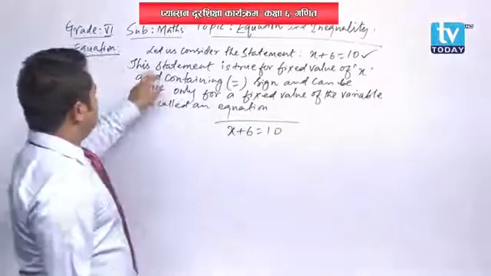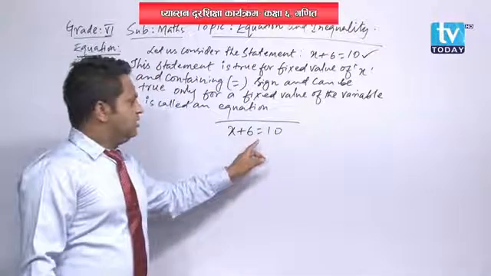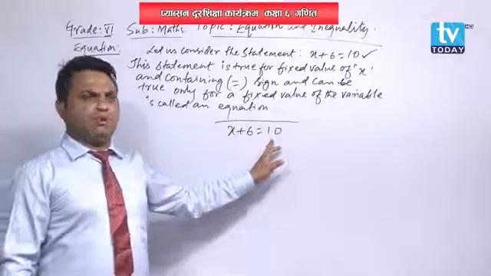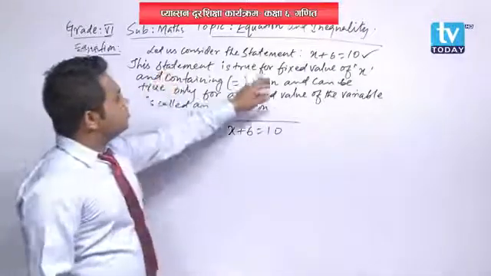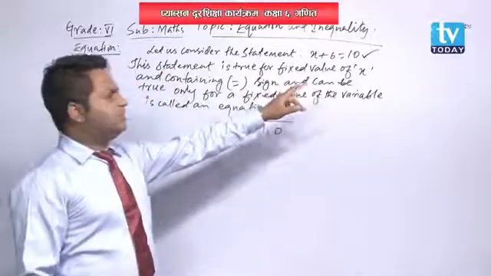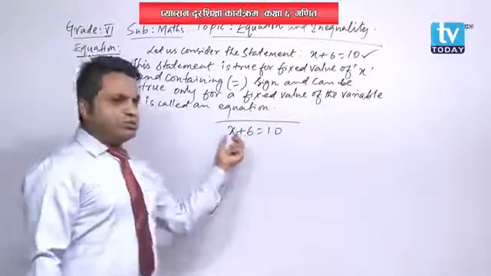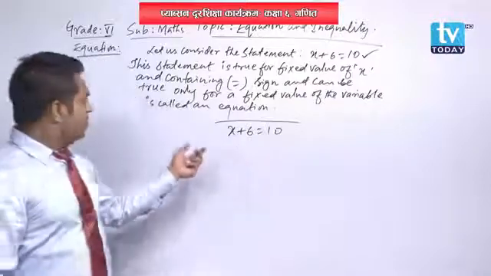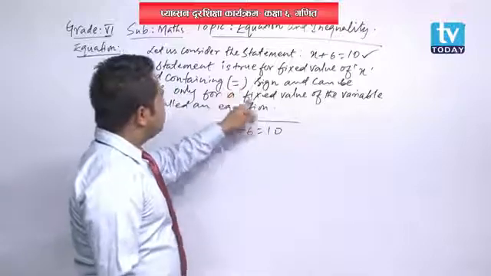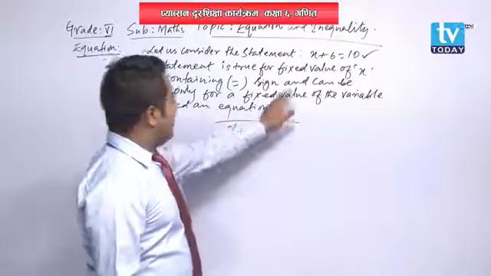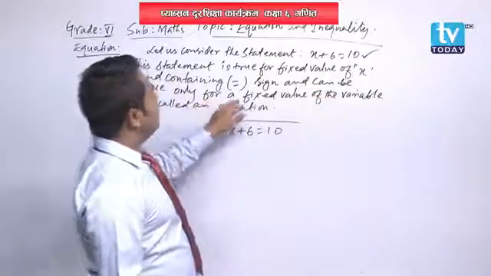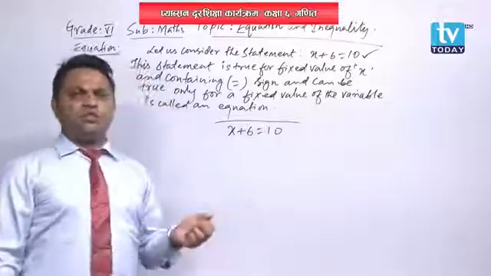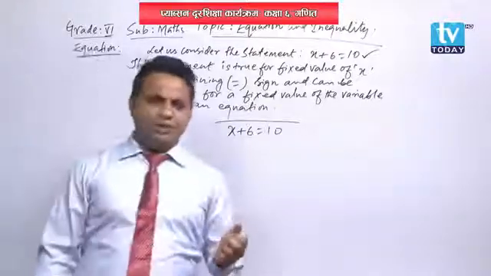This is a statement. Here, x plus 6 equals 10 is a mathematical statement. This statement is true for a fixed value of x. That means there must be a fixed value of x, otherwise this statement will not be true. It contains an equals to symbol and can be true only for a fixed value of the variable.